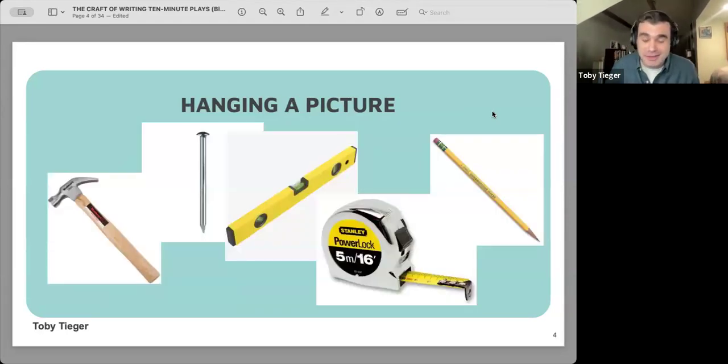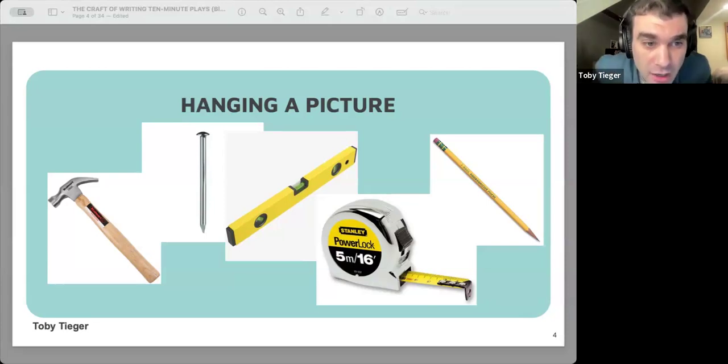These are my five. So tape measure, level, pencil, hammer, nail. Those are the things that I would think you would want to have for hanging a painting on the wall. Why am I starting here when we're talking about playwriting? When you talk about hanging a picture, you don't require a muse. It is not something where you wait for inspiration to strike. You have tools, you use the tools to do the thing.